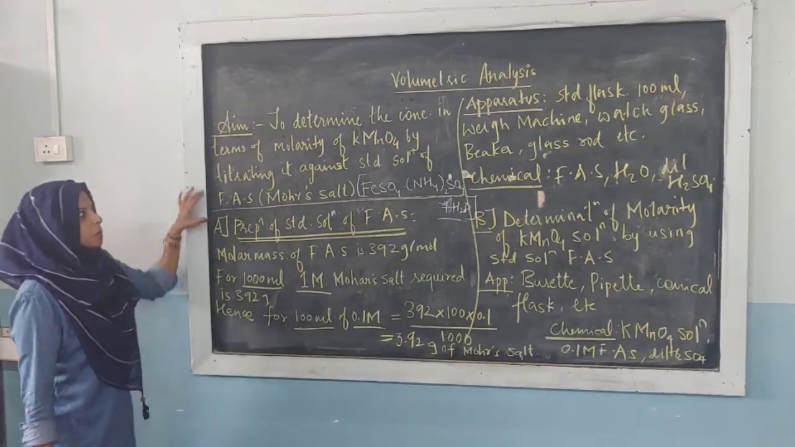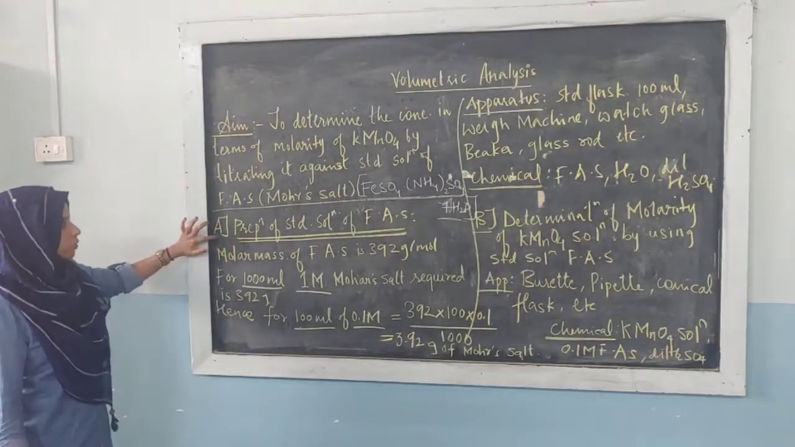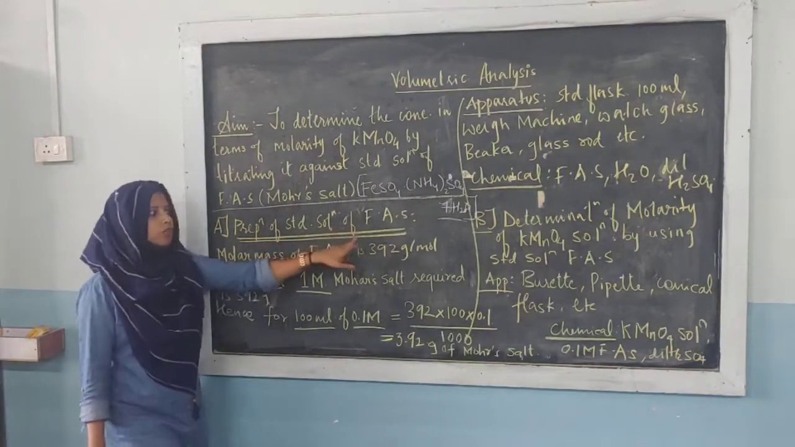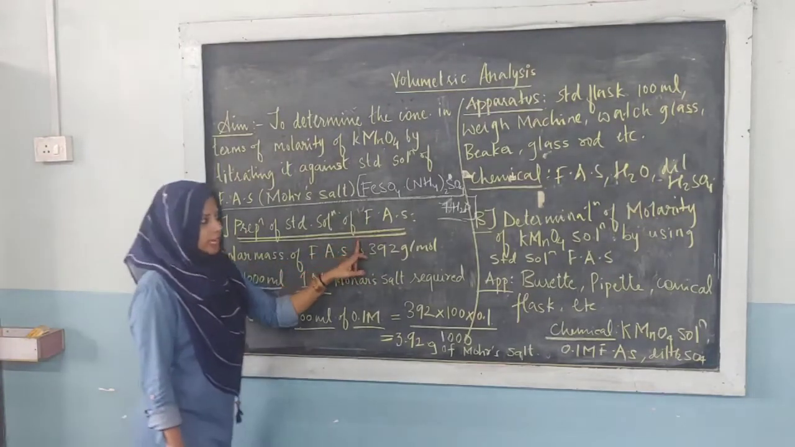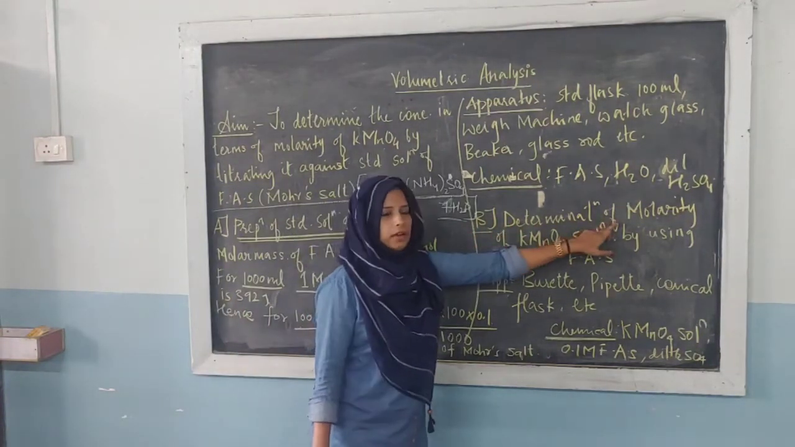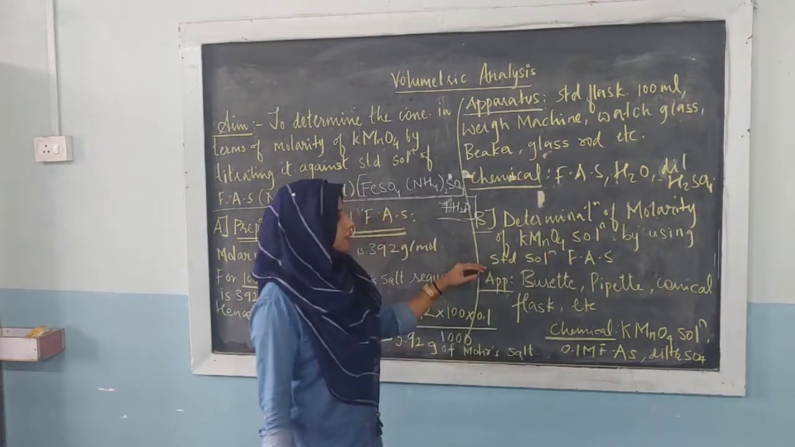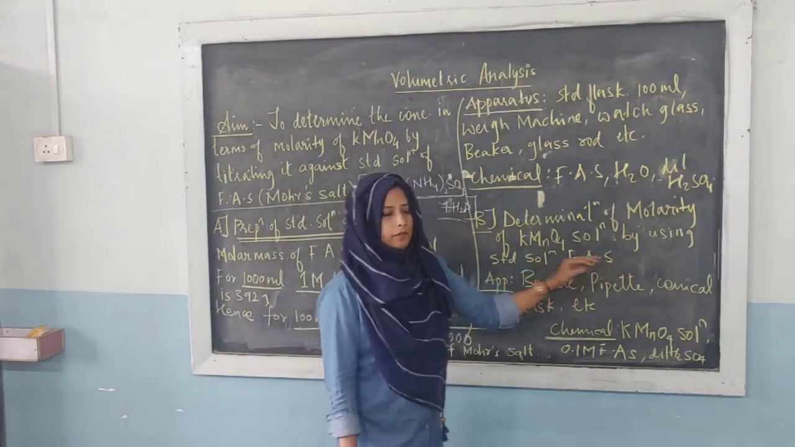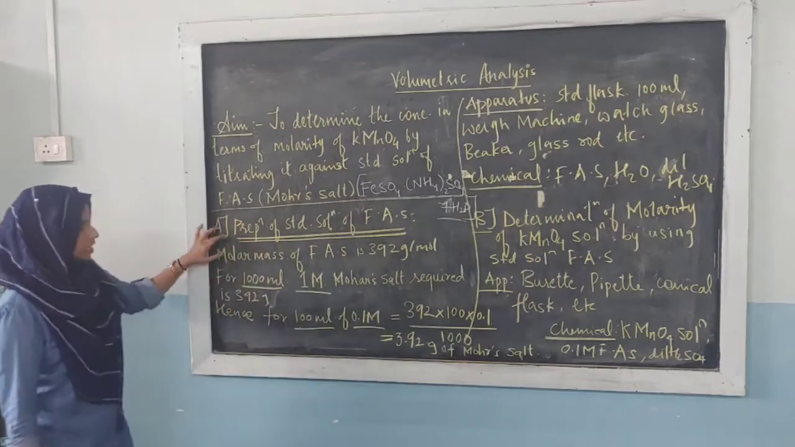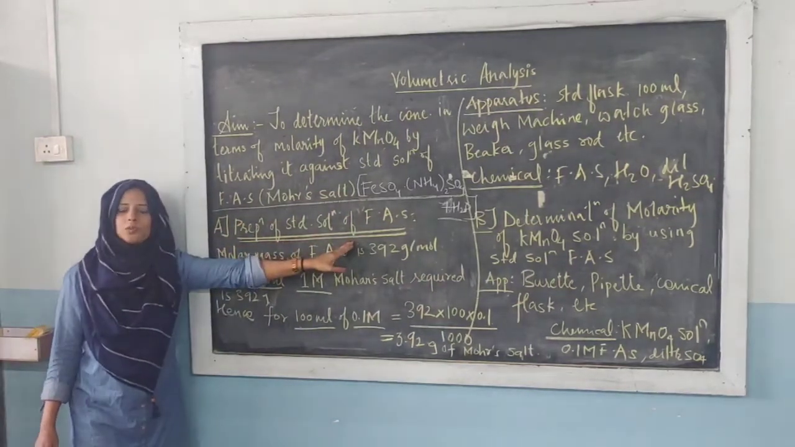Further, this experiment has two main steps. First one is preparation of standard solution of ferrous ammonium sulfate. Second step is determination of molarity of KMnO4 solution by using standard solution of ferrous ammonium sulfate. So we'll go to first step, that is preparation of standard solution of ferrous ammonium sulfate.